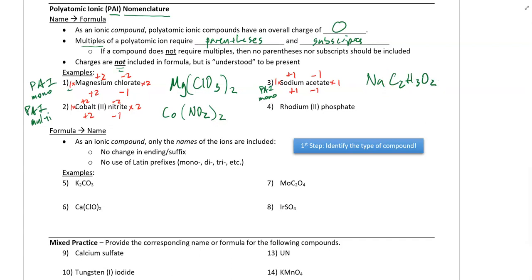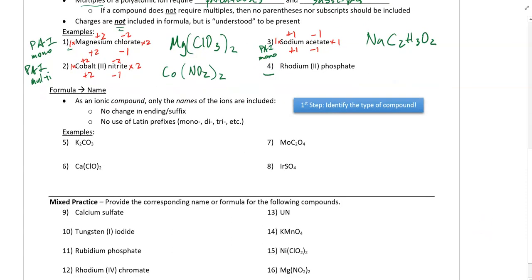One very common mistake here is that sometimes we'll try to add a little parentheses because we've seen parentheses before around these. And so we're like, oh, yeah, we'll just slap parentheses on there. But unfortunately, if you were to include parentheses here, that'd be considered incorrect. So please, none of that. All right. Let's correct that. There we go. Try the last one out here on your own. Number 4, rhodium II phosphate.